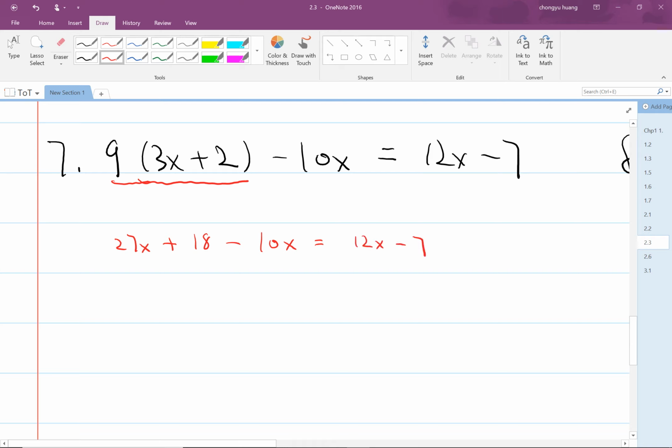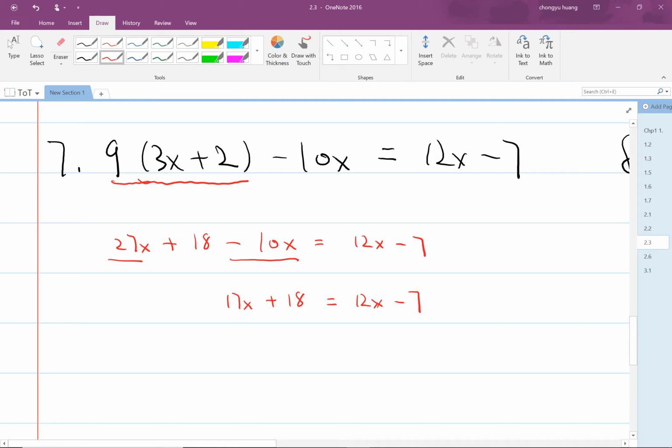Now we have to simplify a little bit more on the left hand side. So we have 27x and negative 10x, so 27x minus 10x is 17x, plus 18, equal to 12x minus 7, right? Now this is usually the way you solve those problems.